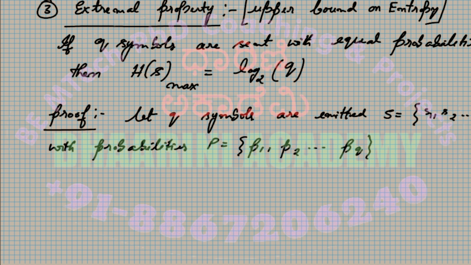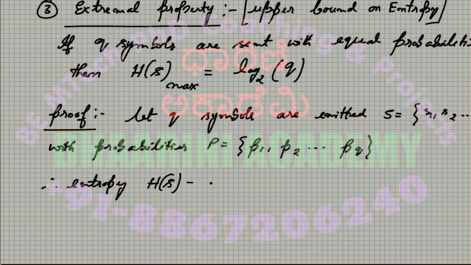Now, if I want to calculate the entropy of this, how do you calculate the entropy? Entropy is H or H of S. That is equal to summation from i is equal to 1 to Q, the number of symbols, of Pi log to the base 2 of 1 by Pi. This is what we already know.